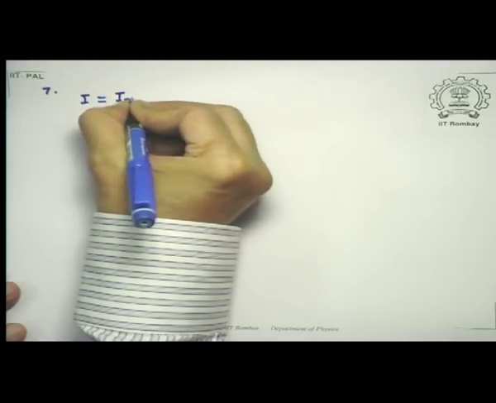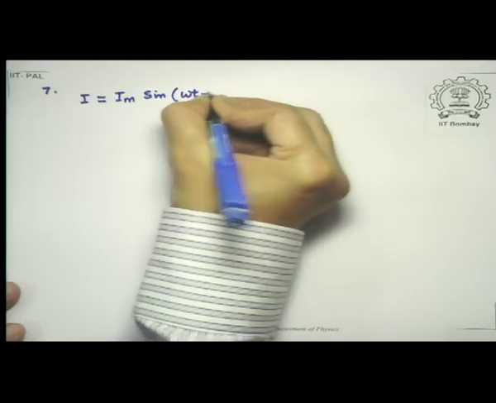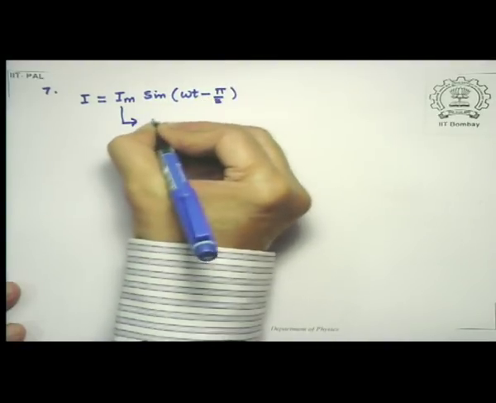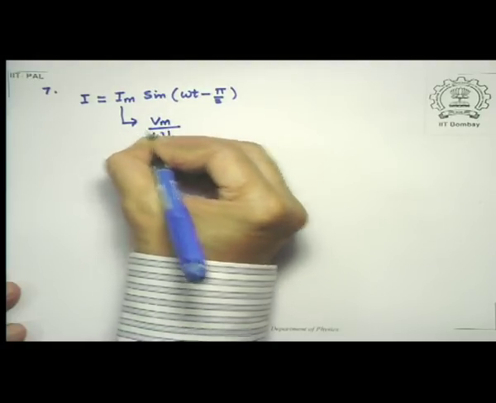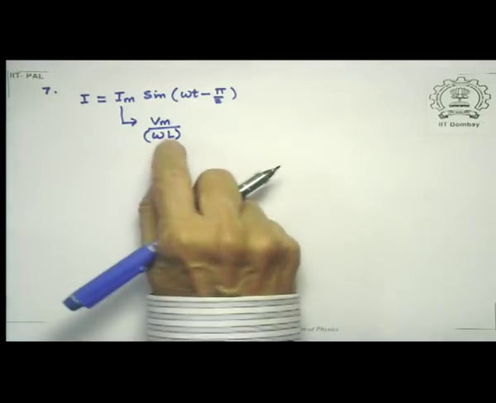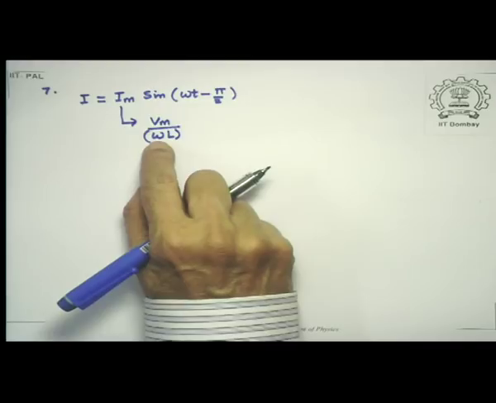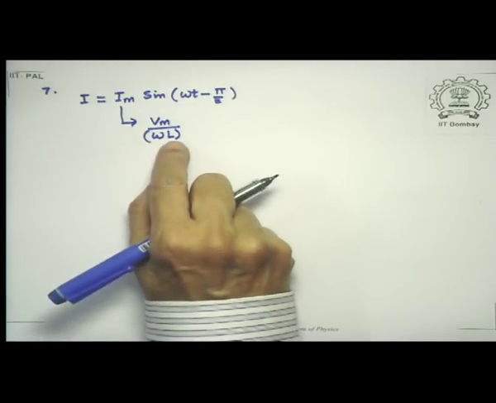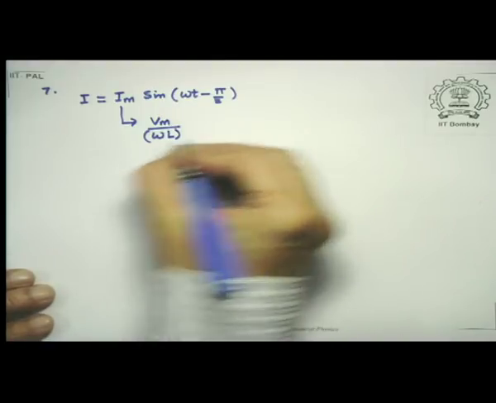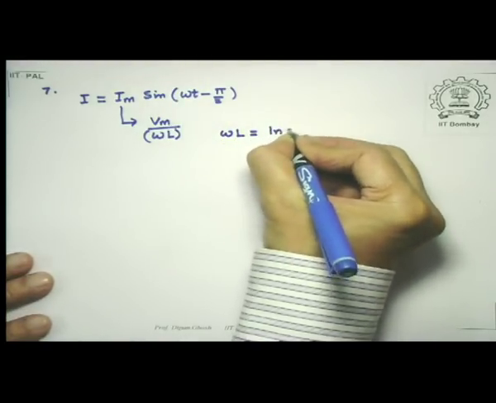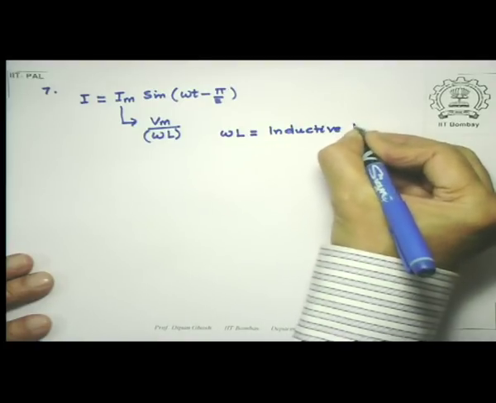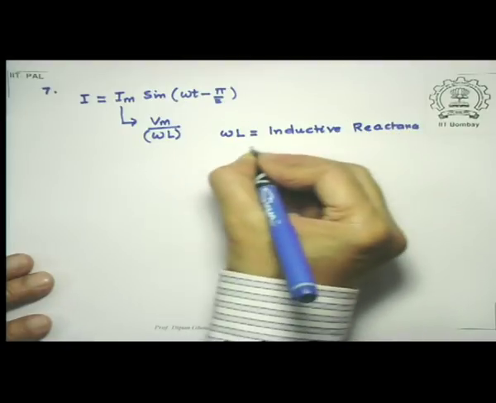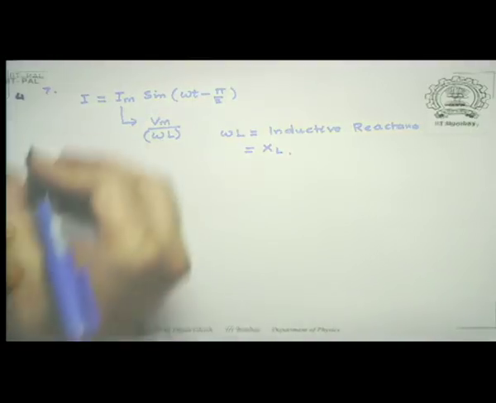If you notice, the expression for the current was given by I equal to I max times sine (omega t minus pi by 2), and in this case Im is given by Vm divided by omega L. So in other words, the role of resistance in the purely resistive circuit is assumed by this combination here, omega times L, and this omega times L is called inductive reactance, and it is denoted by XL.